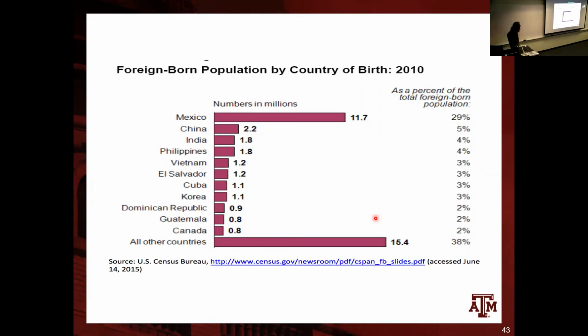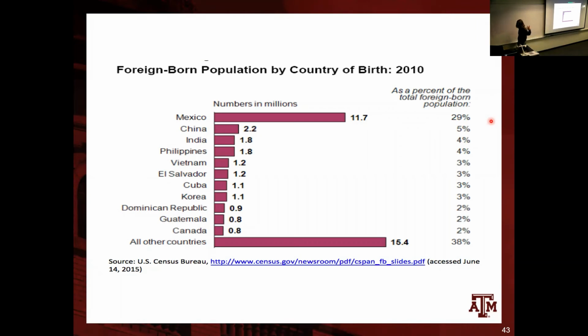This other graph is from the previous ones I collected from the Migration Policy Institute. This one here is from the course textbook: the foreign-born population by country of birth in 2010. Some Mexicans, around 12 million in the US, China 2.2 million, and so on. And this 12 million represented around 30% of all foreign-born people. So 30% of all foreign-born people in the US in 2010 were from Mexico.